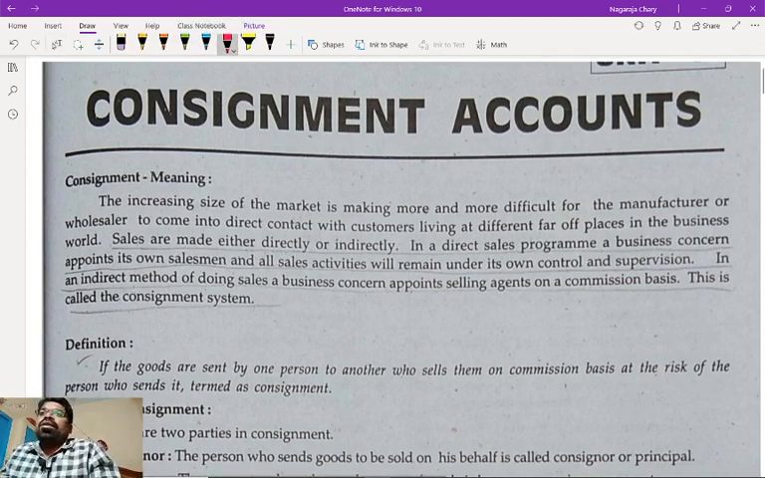The increasing size of the market is making it more and more difficult for the manufacturer or wholesaler to come into direct contact with customers living at different far off places in the business world. Sales are made either directly or indirectly. In a direct sales program, a business concern appoints its own salesman, and all sales activities remain under its own control and supervision. In an indirect method of doing sales, a business concern appoints selling agents on a commission basis. This is called the consignment system.